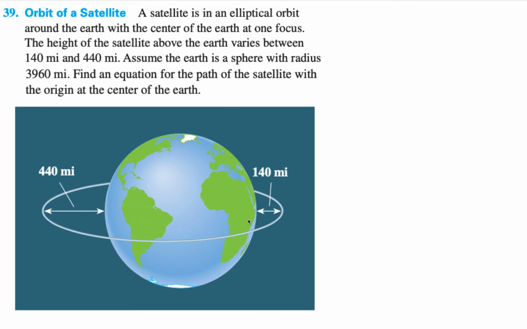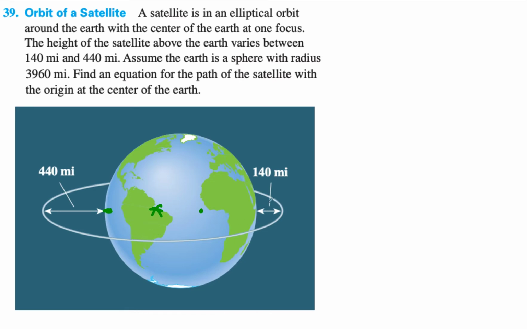Let us look at number 39 from chapter 10, section 4. When you look at this one, a satellite is in an elliptical orbit around the Earth, okay? And the center of the Earth is at one focus. This would have been one focus right over here. Then another focus would have been around here somewhere. It's not exact, but somewhere here in the middle would have been the center.